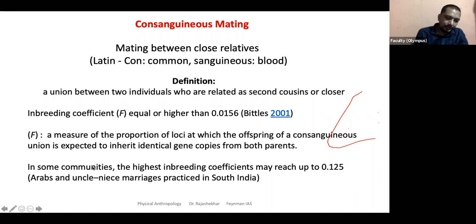Some communities like Arabs, and in South India, uncle-niece marriages are common. There you will find the highest inbreeding coefficients. It is supposed to be at least 0.01, right? It will be 10 times more than this. In some communities, you will find 0.125 inbreeding coefficient values, 10 times more than the defined value. Examples: Arabs and uncle and niece marriages in South India.